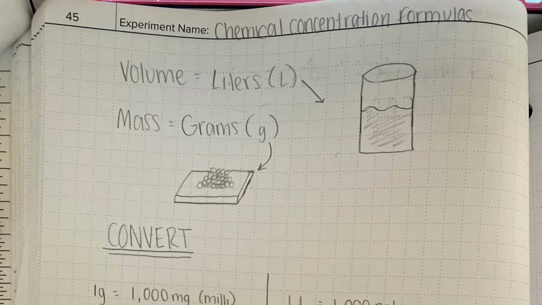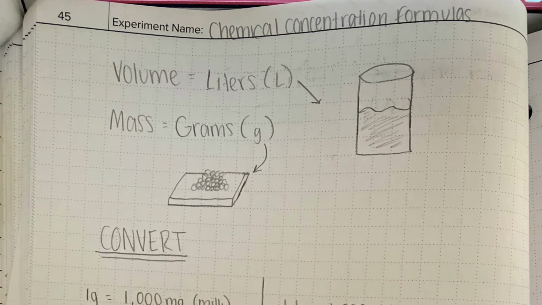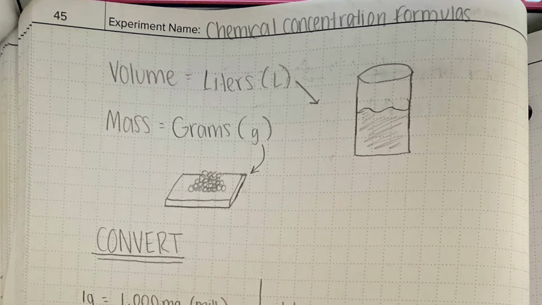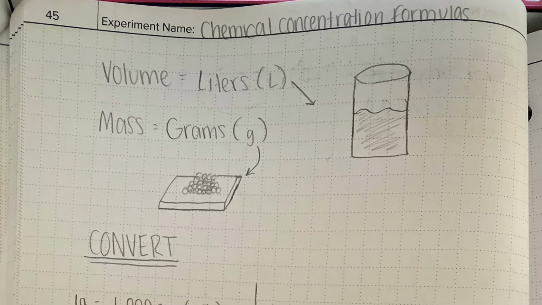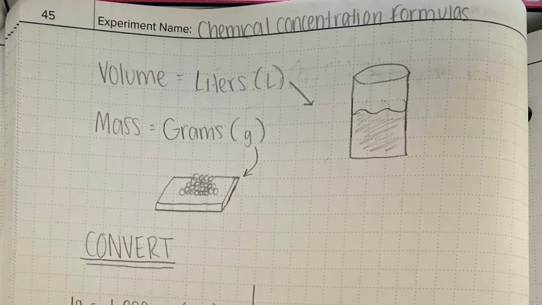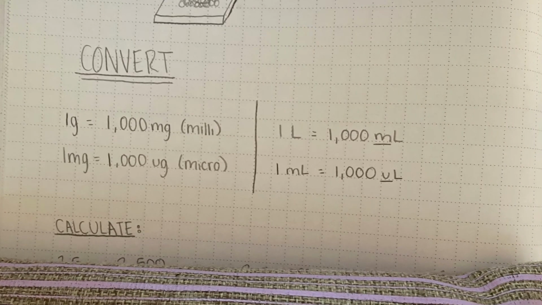These are chemical concentration formulas, and they're largely used in laboratories when you have to dilute a certain substance. When you're working with a liquid, it'll typically be in liters, and when you're working with a mass of something, you'll be working with grams. When it comes to chemical concentration formulas, you'll be doing a lot of converting.